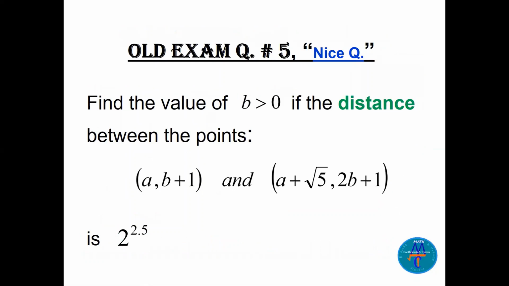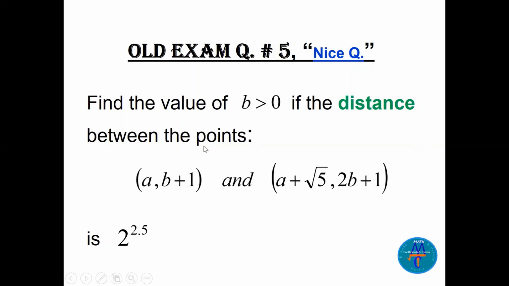Question number 5 about distance. Nice question, but not difficult. Maybe nice. Okay, let's say nice. Find the value of B. So we need B. But I have A also. The question did not mention anything about A. We don't need it. So find B greater than 0. So B here should be a positive number.